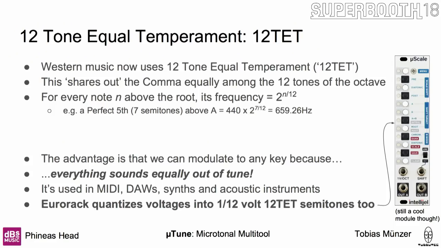Enter 12-tone temperament. Now, 12-tone temperament is the solution that practically everything uses. Every digital instrument we use comes with it as a default. Acoustic instruments have it as a default. And it's great. And what it does is share out that error amongst all of the notes equally. It's good because you can move around keys. It's not so good because everything sounds equally out of tune. Everything is equally wrong. And what that means is you've never heard a real chord. You've never heard a real major third, a real perfect fifth, if you only listen to 12-tone equal temperament.